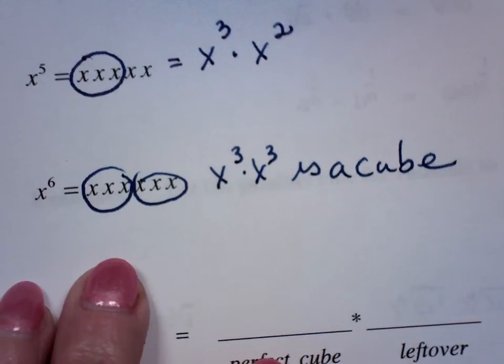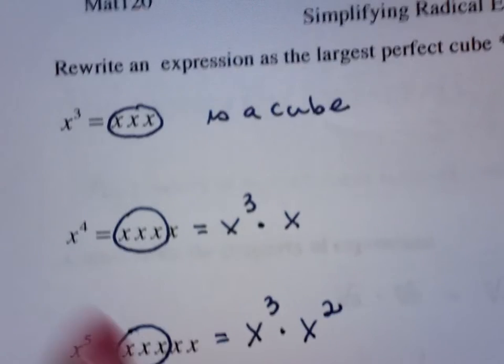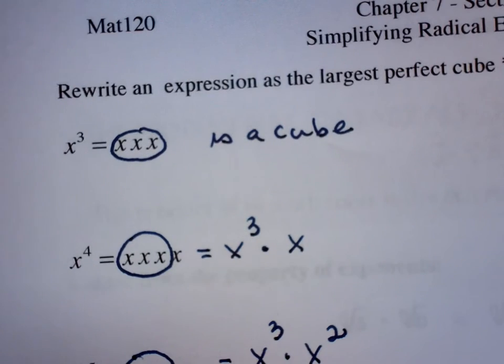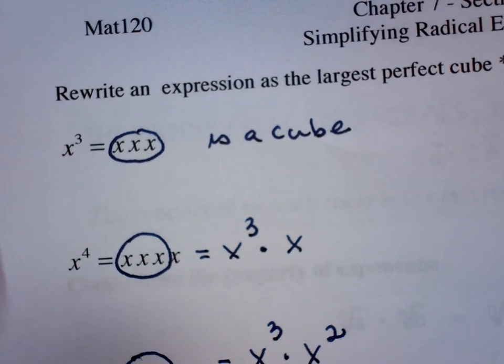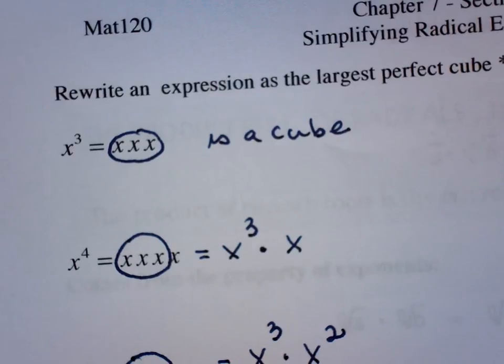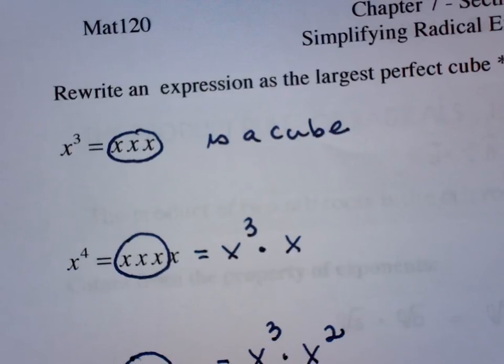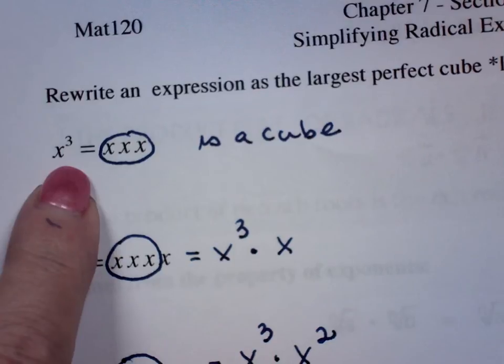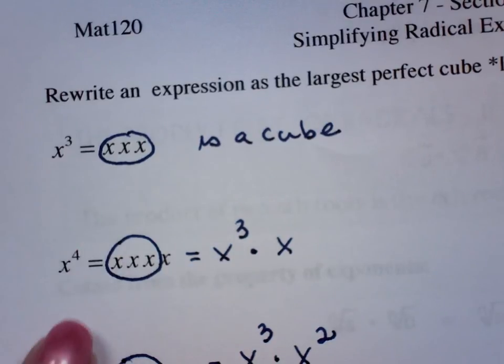Now, this is what I want you to notice. If I'm dealing with cubes, I'm saying how many groups of 3 do I have? That means the exponent's got to be divisible by 3, because you're saying how many groups of 3. Squares is how many groups of 2. So I've got to have something divisible by 2. 3 is divisible by 3, so he's a cube.